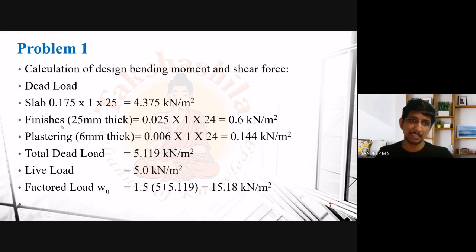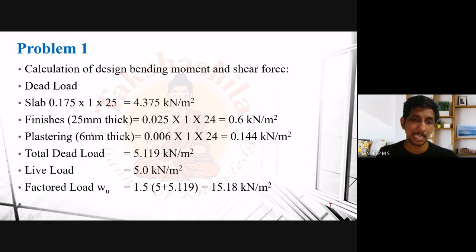So in this case, they have just assumed 25 millimeter thick finish and 6 millimeter thick plastering. So let's see how to calculate the value corresponding to this. So basically our thickness is this one. We are taking 1 meter width and we are assuming the unit weight of finishes to be 24. Similarly of plastering to be 24. This is a slightly higher value. Anyway, they are just assuming the value of 24 here and obtaining the respective values. That is the weight corresponding to finishes and that of plastering as 0.6 and 0.144 kilonewton per meter square.